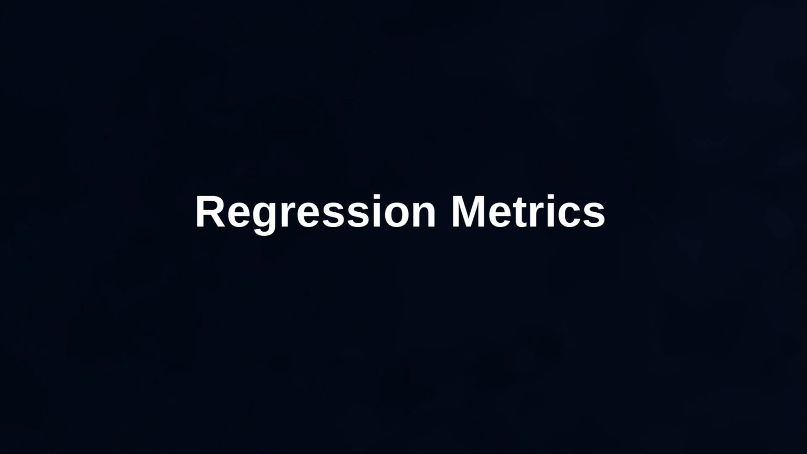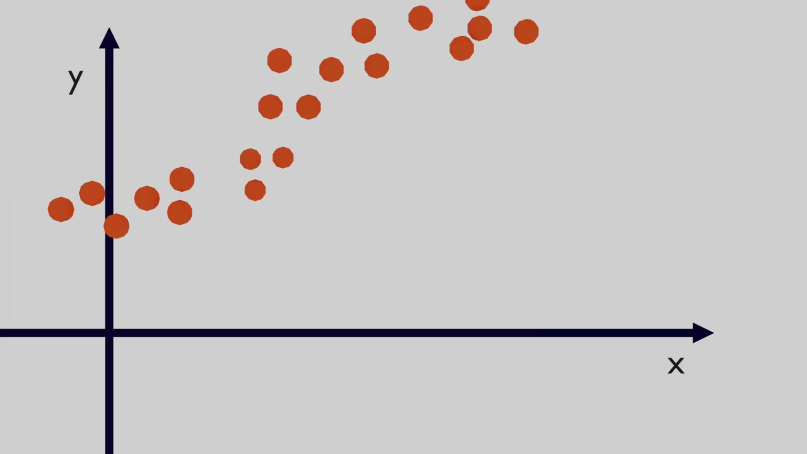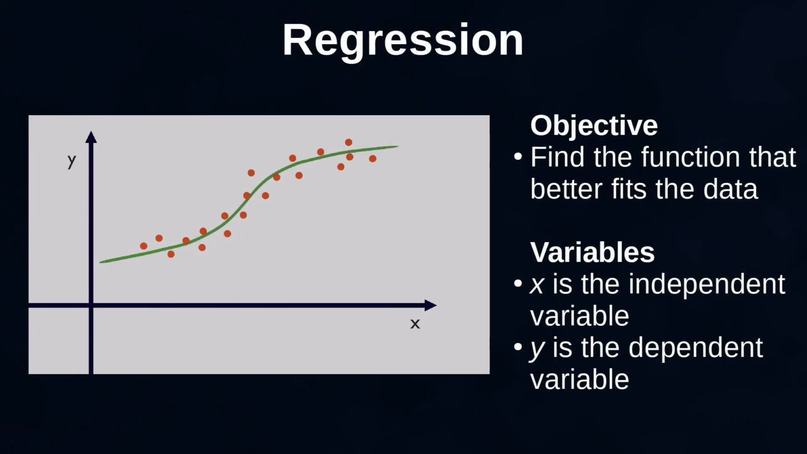Today we're gonna talk about some of the metrics used to evaluate the performance in regression problems. The main objective in regression problems is to find a function that is able to fit the data. This means to have a function which outputs a prediction y given input data x, where y and x are respectively called the dependent and independent variable.